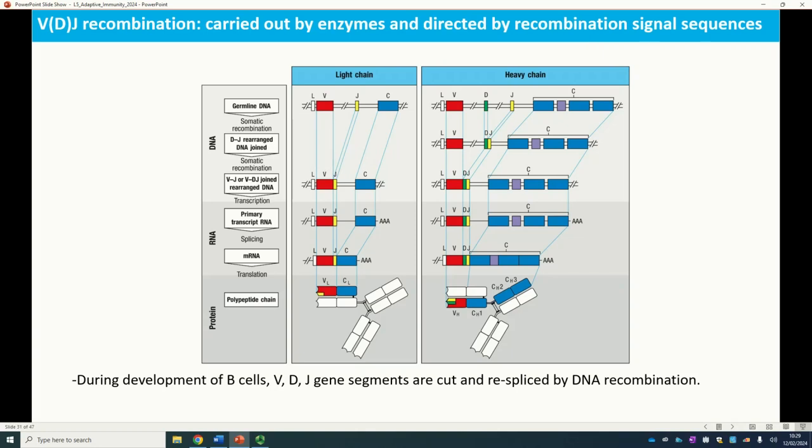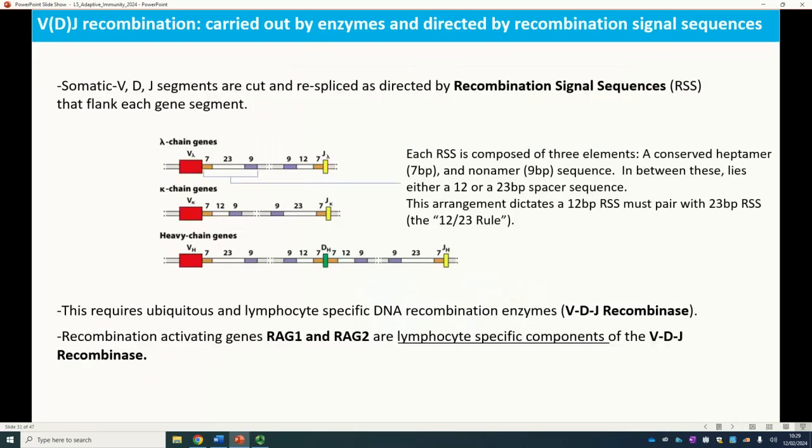Yeah? Question about the light chain. Why is there no D segment in the variable region? That's just the way it is. I don't really have an answer for that one, but that's just how it works.